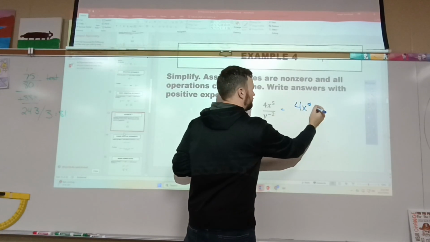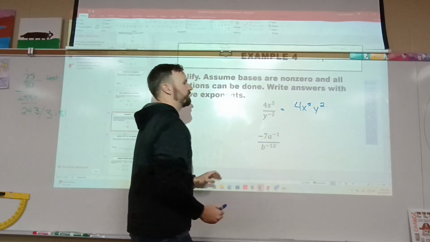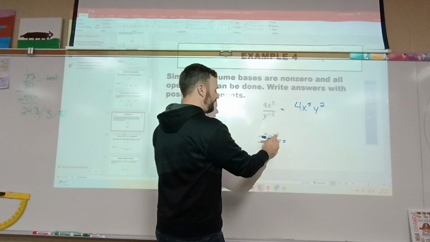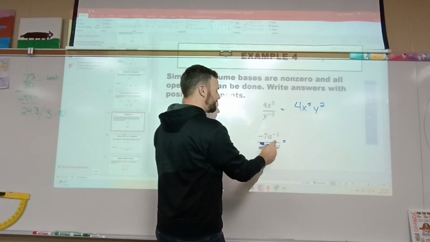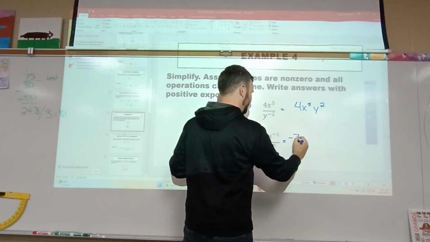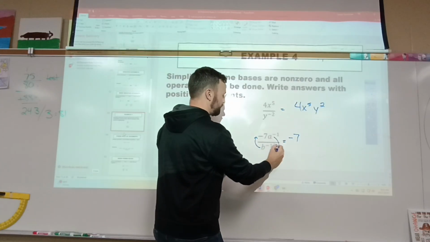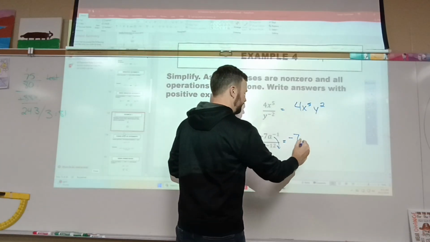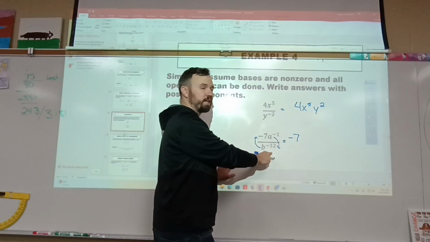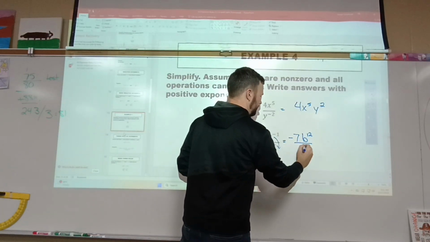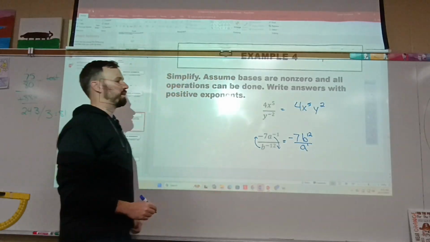What do I do with all my negatives? Flip it. So I'm going to move it upstairs. Congrats, it doesn't have to live in the basement. What do I do with my negative exponents? The B comes upstairs, and the A is going to go downstairs, right? Because they're not happy with where they're living, so they got to make a change. And when they make the change, they're happy again. They become positive.